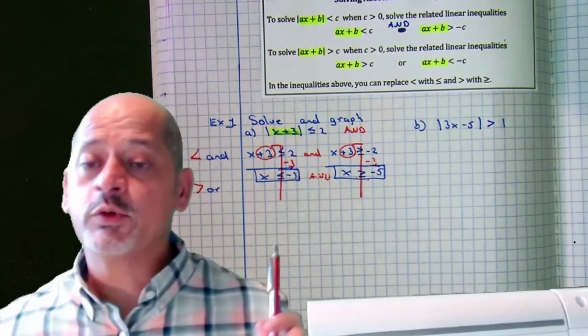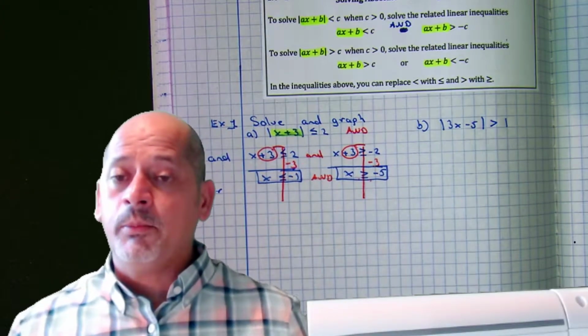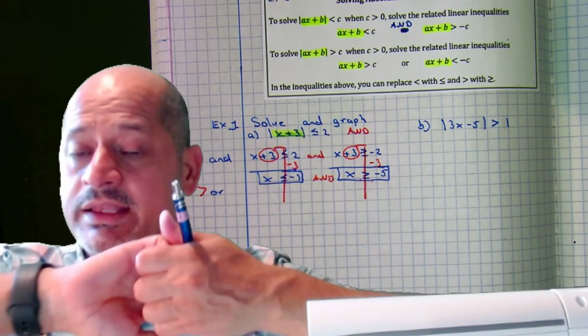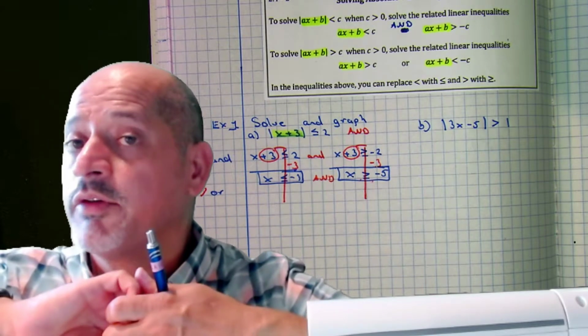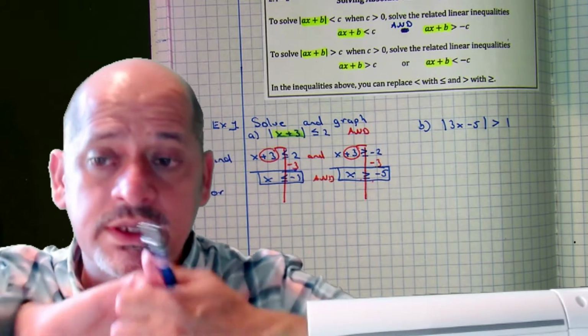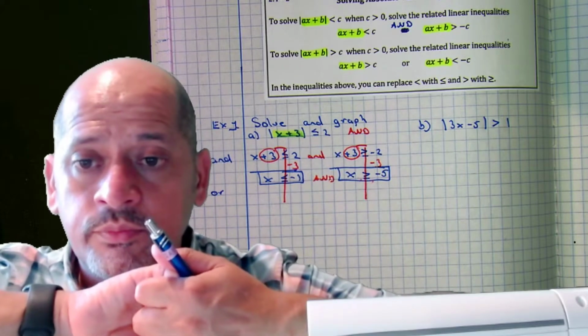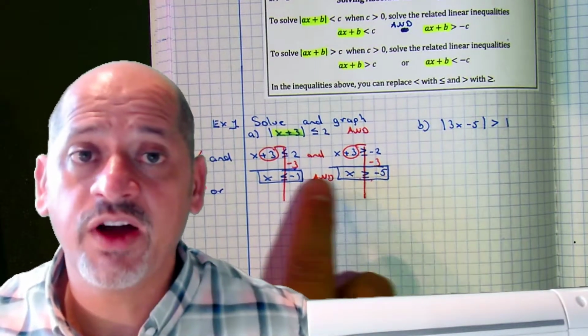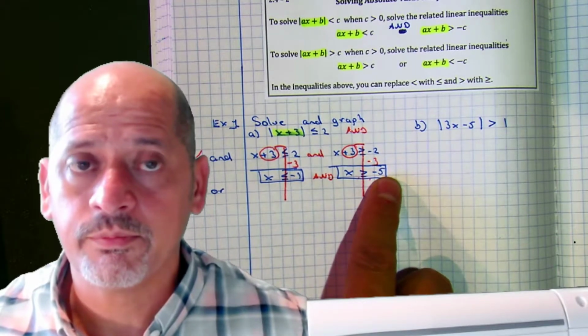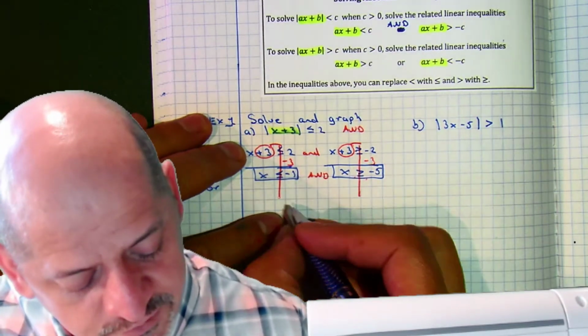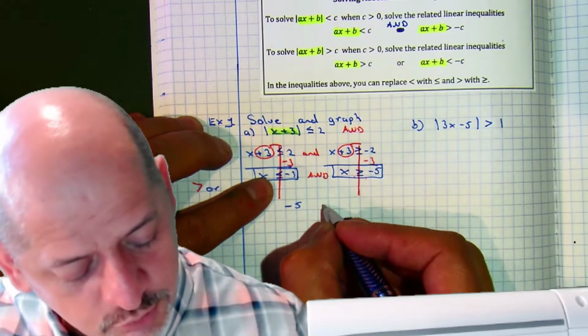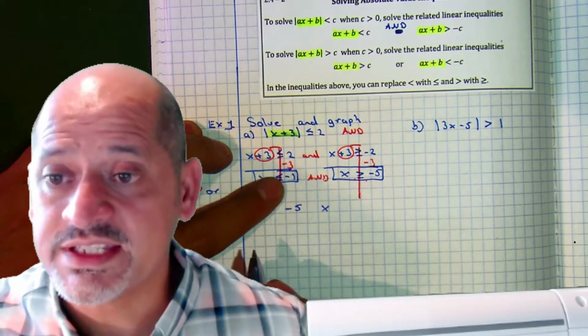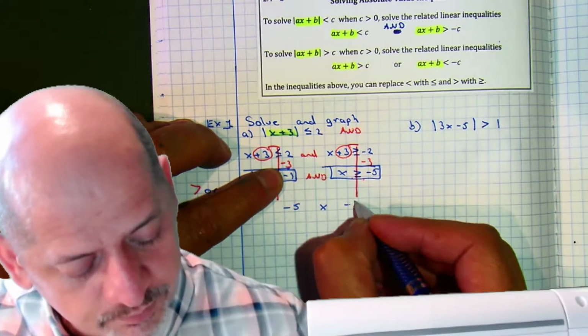Now, if it was an or, we'd be done. But ands need to be connected at the very end, just like we covered in the last section with compound inequalities. So to connect them is a very quick process. Which number is smaller, negative 5 or negative 1? Negative 5. So negative 5 goes here, the x goes in the middle, and the bigger number, negative 1, goes on the right.